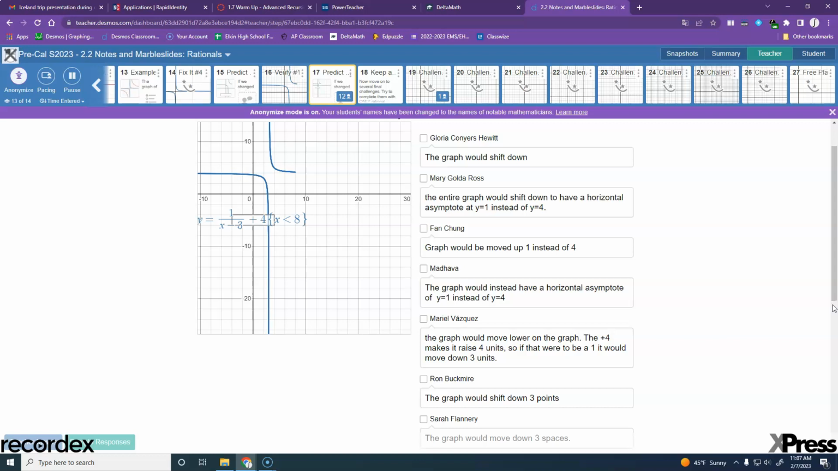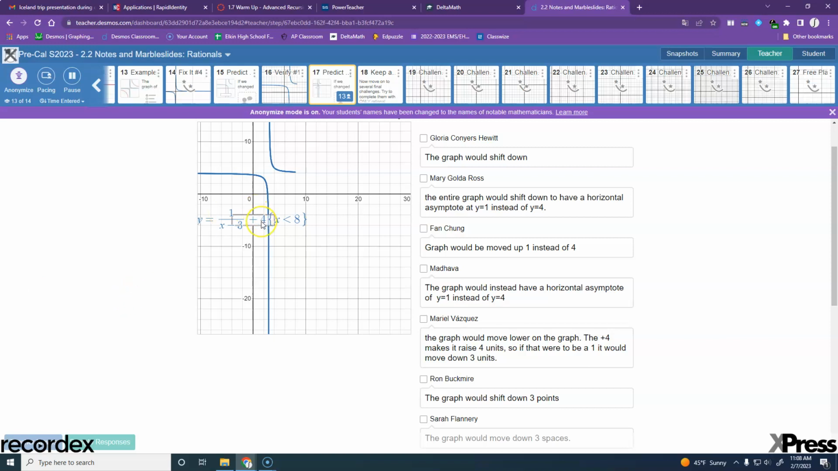Is this correct? Kind of. The question, the way this has been worded, is: what is the graph that they're talking about? What graph do they mean whenever they're talking about the graph being moved up 1 instead of 4? They're talking about that parent function, right? That rational parent, the 1 over x.